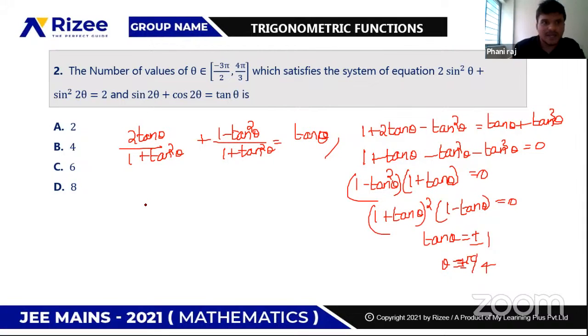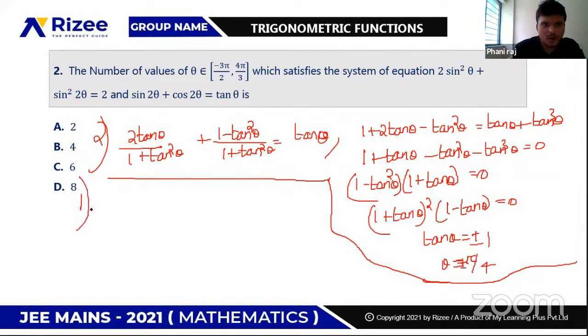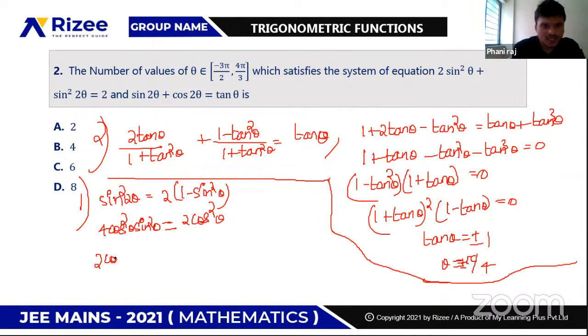Next, it is 2 sine square theta plus sine square 2 theta equal to 2. So this is the second equation. We'll put a line like this so that you don't get confused between the second and first. Now this is the second condition. Now we'll do the first one. It says 2 sine square theta plus sine square 2 theta equal to 2. So what can you do here? Sine square 2 theta equals 2 into 1 minus sine square theta, equal to 2 cos square theta, but this is the same as 4 cos square theta sine square theta. So bring 2 cos square theta to the left and take common, you get 2 cos square theta into 2 sine square theta minus 1 equal to 0.